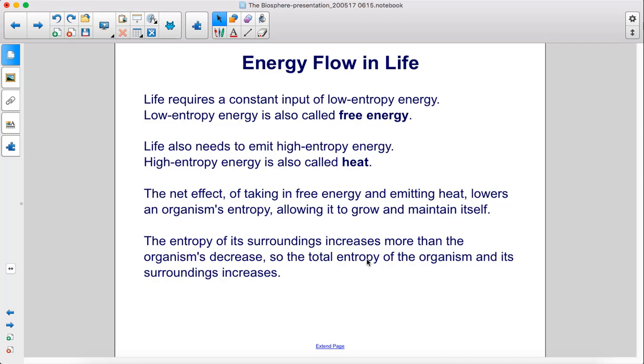The net effect of taking in free energy and emitting heat lowers an organism's entropy, allowing it to grow and maintain itself. The entropy of its surroundings increases more than the organism's decrease, so the total entropy of the organism and its surroundings increases.